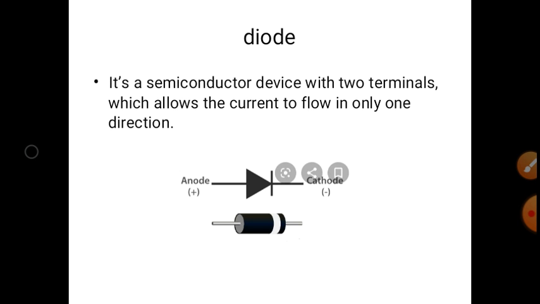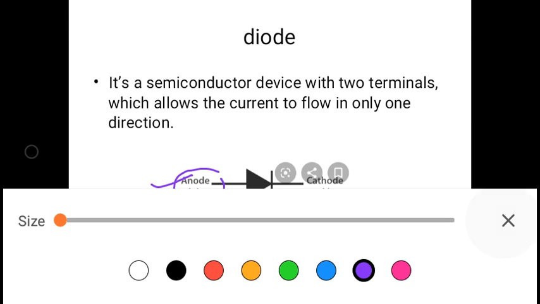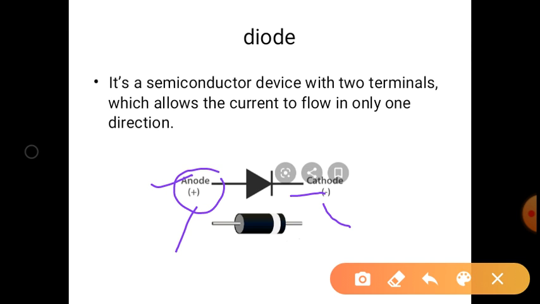So moving to the first concept, it is diode. A diode is a semiconductor device with two terminals which allows the current to flow in only one direction. One type of diode is shown here. These two terminals are the anode and cathode terminals. Anode is said to be the positive and cathode is said to be the negative terminal. One practical type of diode is shown here.